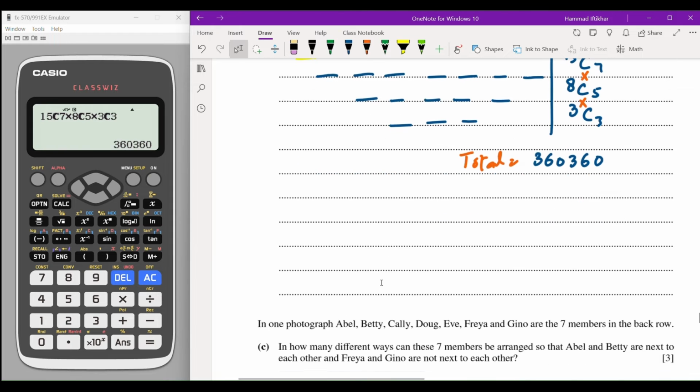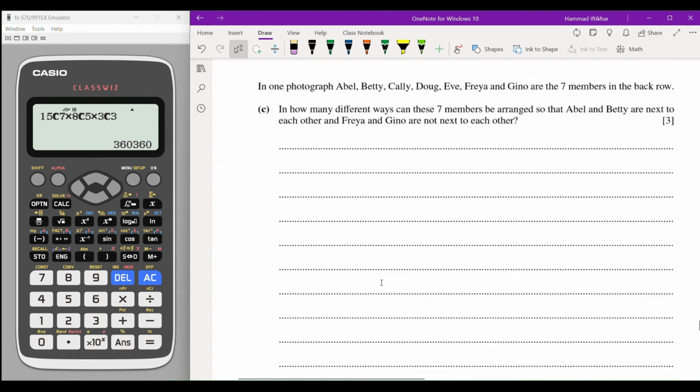Right, moving on. In one photograph, Abel, Betty, Callie, Doug, Eve, Freya, Gino are the 7 members in the back row. In how many different ways can these 7 members be arranged so that Abel and Betty are next to each other and Freya and Gino are not next to each other?